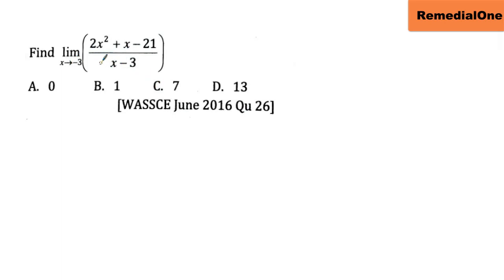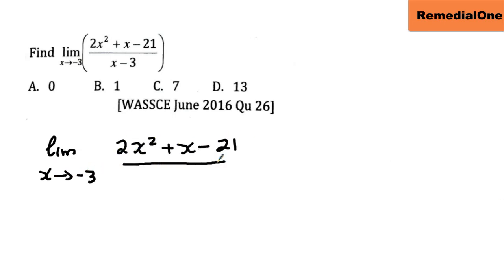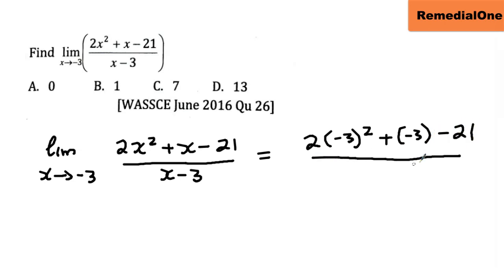So here, as we plug in -3, first of all we have to do that. As we plug in, I checked the bottom here and I realized I didn't get 0, so that tells me this might be a straightforward substitution. So always do that. So here is going to be 2 times -3 squared plus -3 minus 21, all over -3 and -3 here.